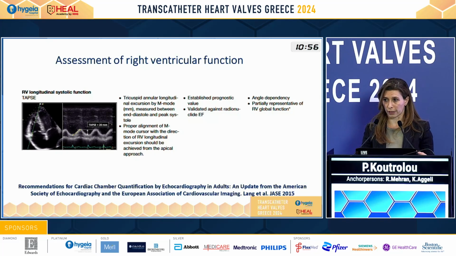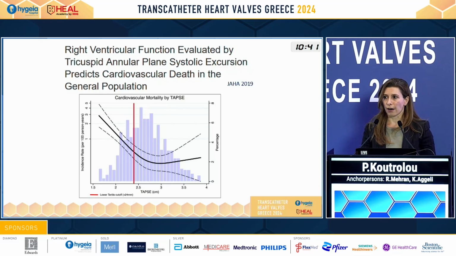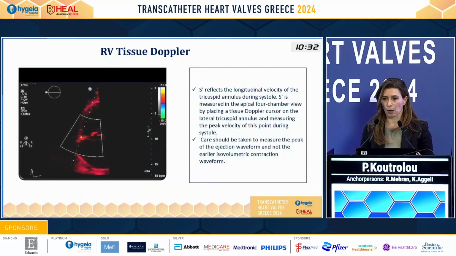And when this distance is more than 1.7 centimeter or 17 millimeter, then we say that this patient has normal RV function. However, we all know that TAPSE gives us information only about the basal RV. There are people who have abnormal RV systolic function even with normal TAPSE when the mid or the apex of the RV is not moving well. There are data that are actually linking the TAPSE with outcomes of the patient, and that's a very important measurement that we have to have in all our measurements.